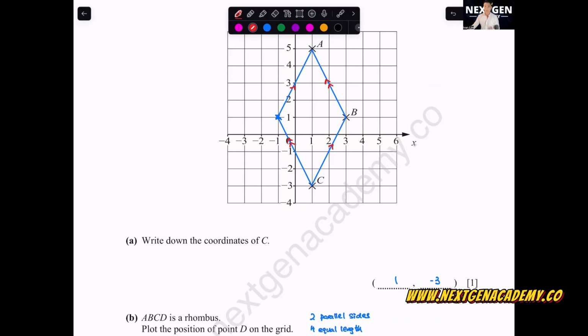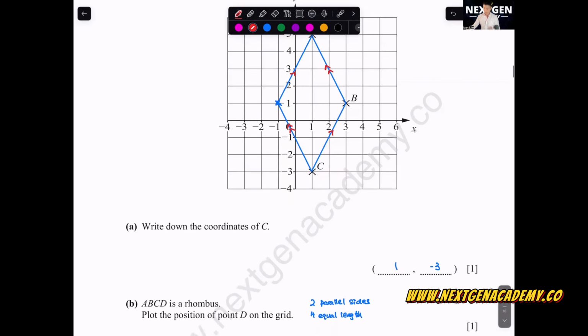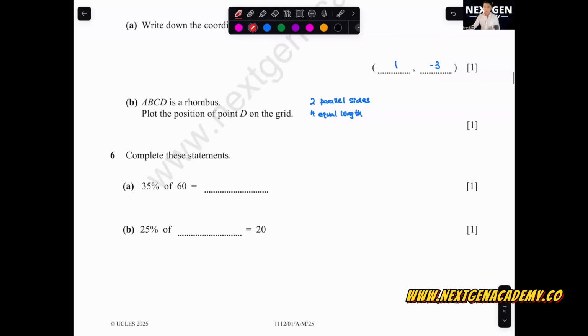Okay, so far until here, easy, right? The paper. Okay, number 6 on percentages. 35% of 60 is what? Can we calculate this? Okay, 21. How do you get 21? 35 over 100 times 60.